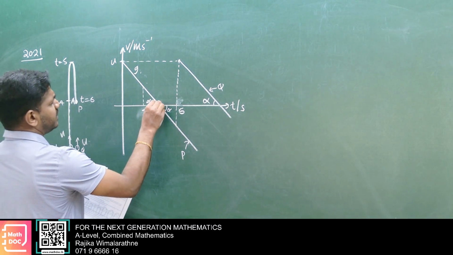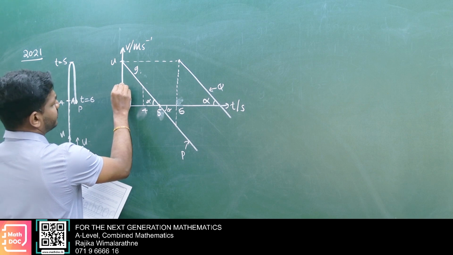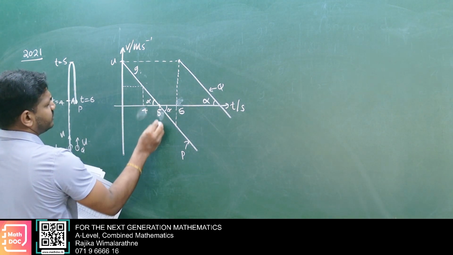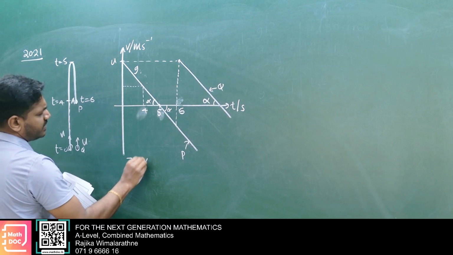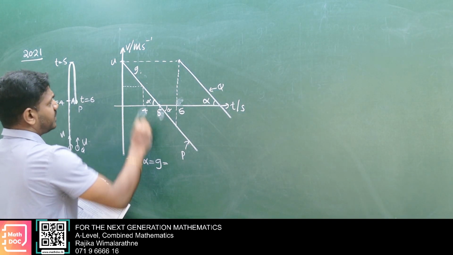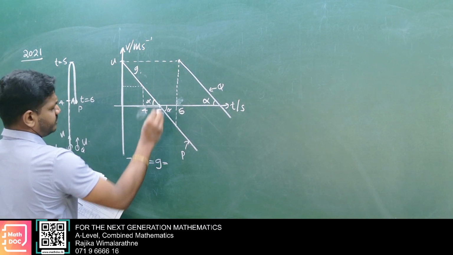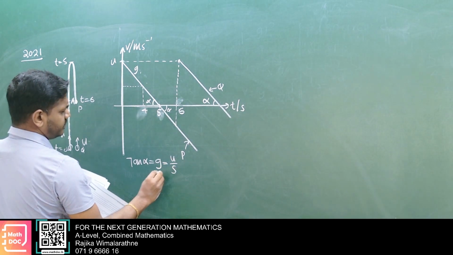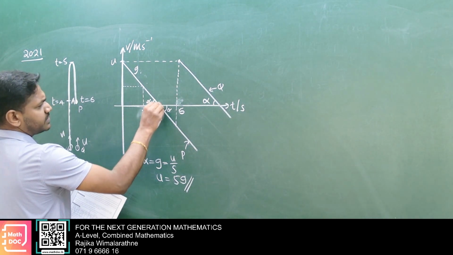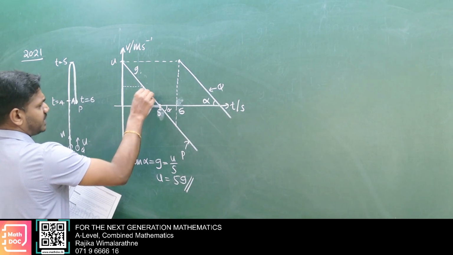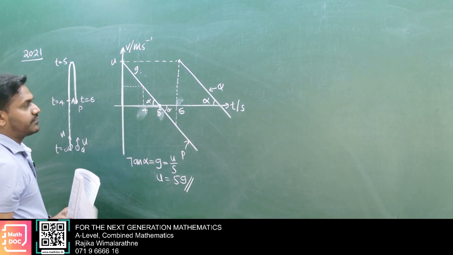Then let's write this. Here 4 seconds, now here 5 seconds. Tan alpha is g, u divided by 5, no? Then u equal to 5g. So 5 seconds, u divided by 5 equals tan alpha, which is g, so u equals 5g.